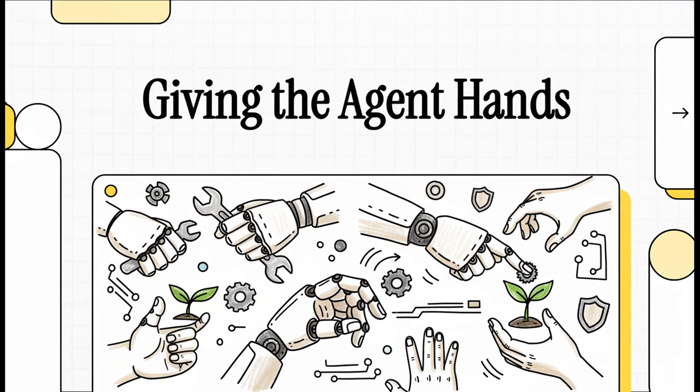All right, welcome back. Today, we're moving past just talking to our AI. We're going to dive into the world of action. We're going to figure out how to give our AI agents a reliable set of hands so they can perform real-world tasks, not just accurately, but safely too. Let's get right into it.